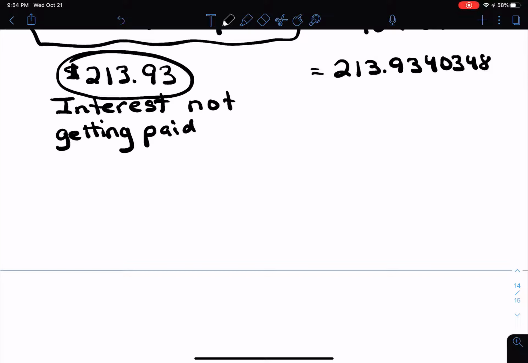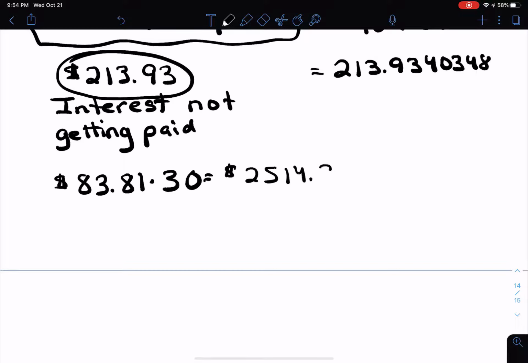Okay. So if the person wants to pay it off early, they still have to pay the principal. So if you take the $83.81 payment times the 30 remaining months, you get $2,514.30. This is what this is from the remaining payments.